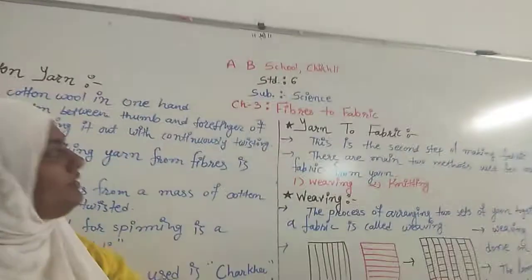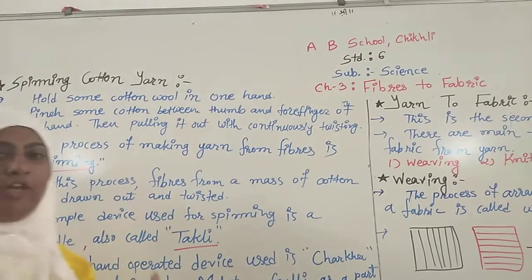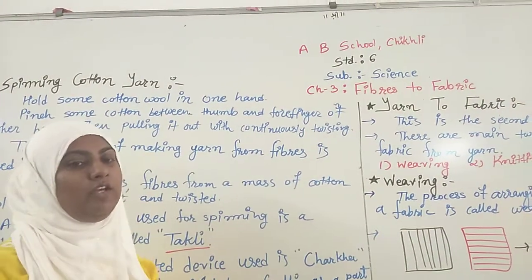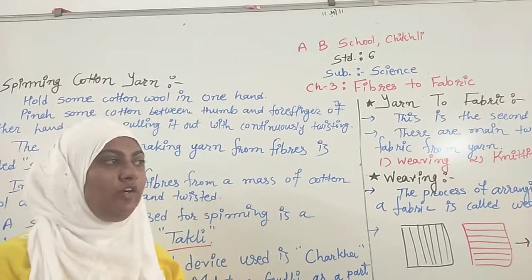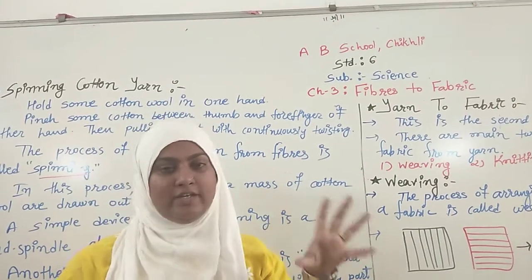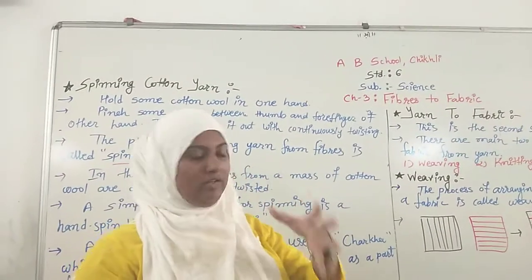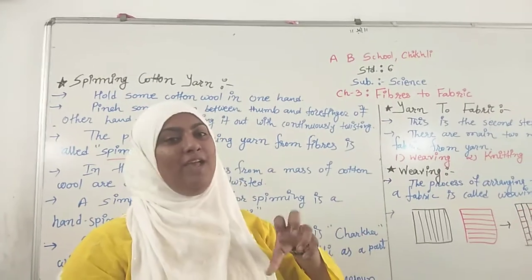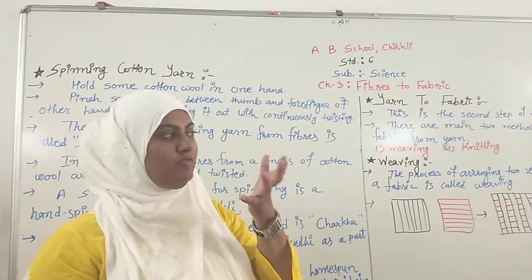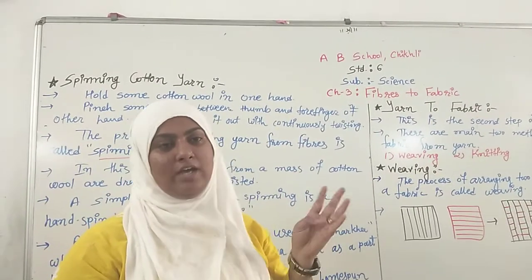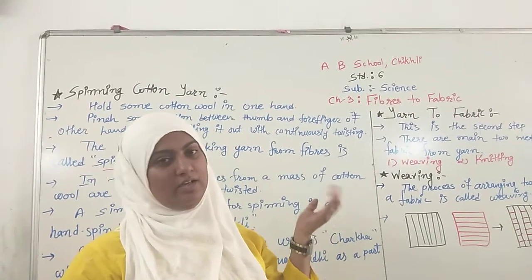In the last lecture, in this chapter, Fibers to Fabric, we learned about cotton fibers and jute fibers, and how we get them. Cotton fiber is obtained from its fruit, which is called cotton bolls. It is grown in fields having black soil and a warm climate. In India, the states which grow cotton are Gujarat, Maharashtra, Punjab, Haryana, Rajasthan, etc.